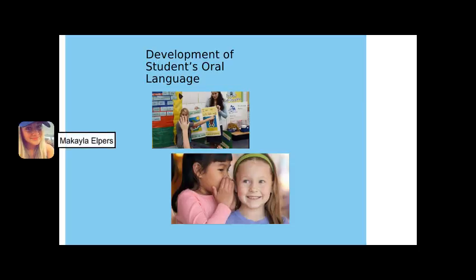Development of students' oral language. First thing all teachers need to do when developing students' oral language is putting a positive light on reading. I had multiple teachers who would talk down on certain subjects, and of course, I did not want to learn about them since they clearly did not have a passion for it and did not want to teach it.